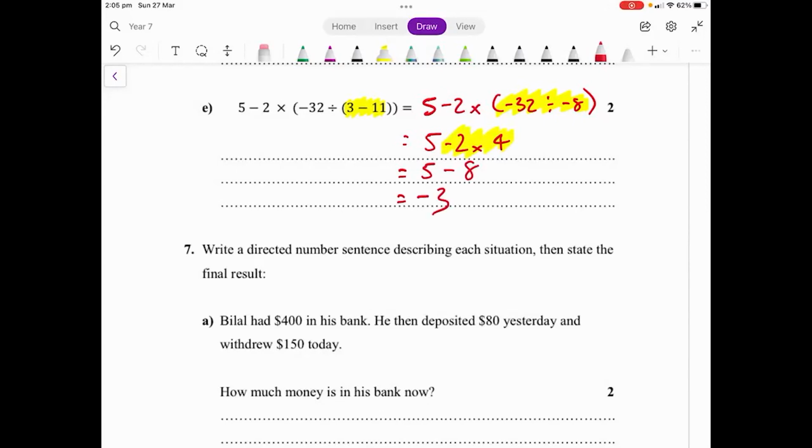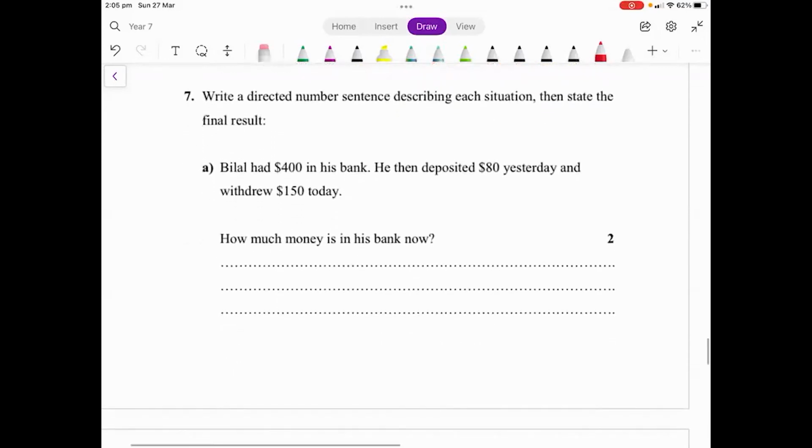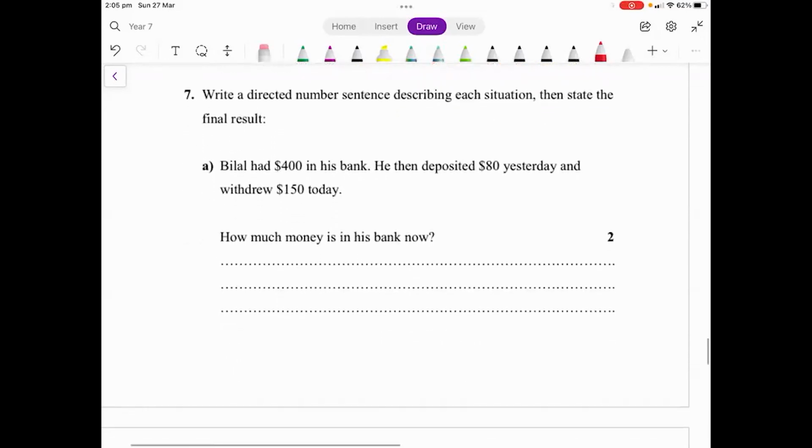For question 7, we have to write a directed number sentence to describe each situation. And then it says state the final result, which means we have to answer it. So the first question says Bilal has $400 in his bank. So we're going to write 400 first. That's how much he starts with. He then deposits $80, which means it's plus 80. Deposit means the bank account balance increases. And then he withdrew $150. So that's a minus 150 because withdraw means take out.